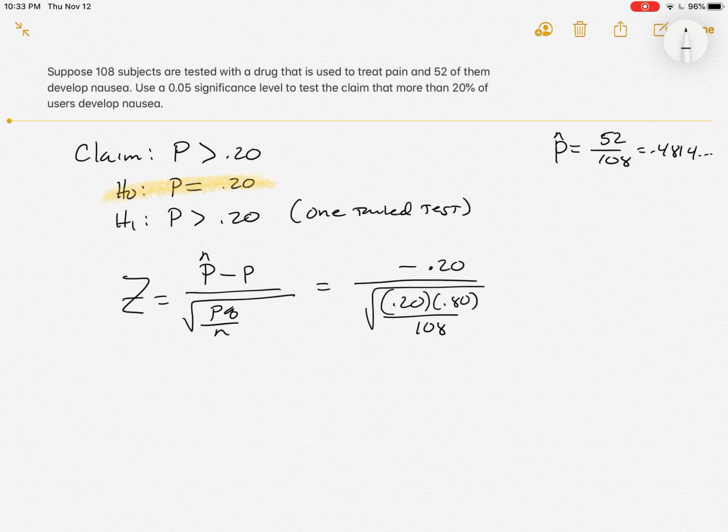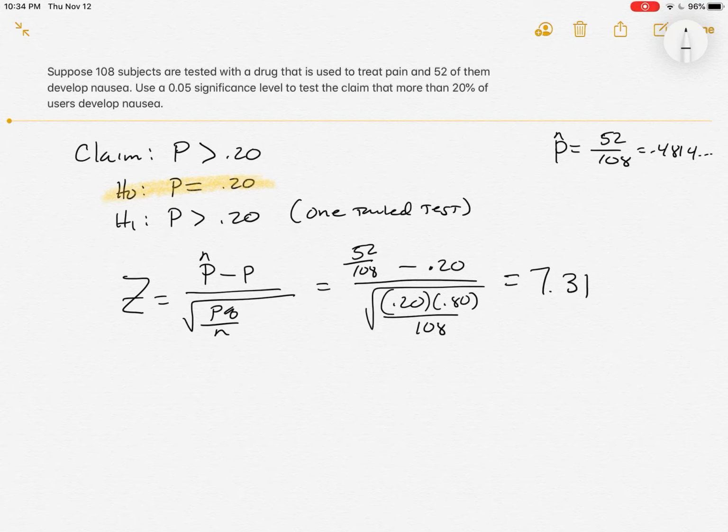So what does that mean? It means I would plug it in like this. I would just leave it, it's less writing: 52 divided by 108 minus 0.2, equals, divide by the square root, don't forget your open parenthesis, of 0.2 times 0.8 divided by 108. And we get a z-score of 7.31. It keeps going, but it rounds to 7.31.